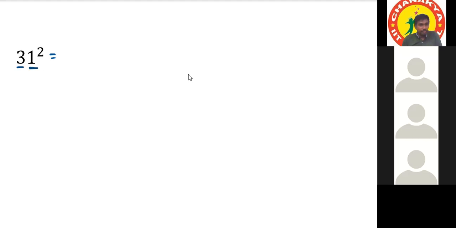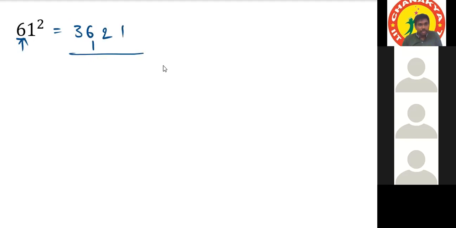This answer will be 961. 3 square is 9, 3 double is 6, so 1. Because there is no carry forward, 961. Then tell me, 6 square is 36. 6 double is 12. Lastly, 1. So 3 7 2 1.